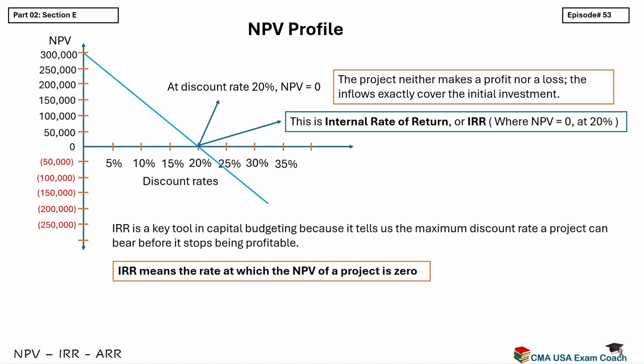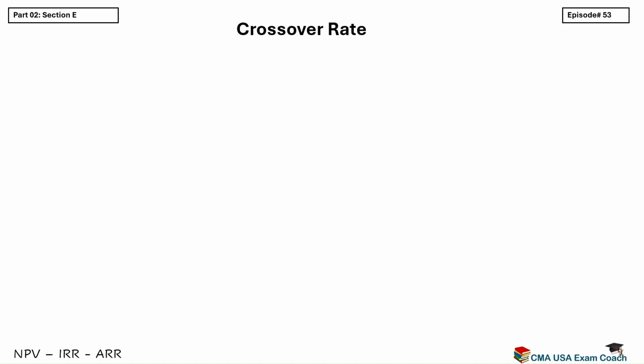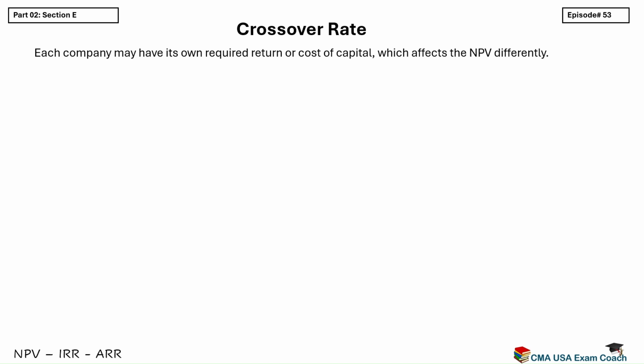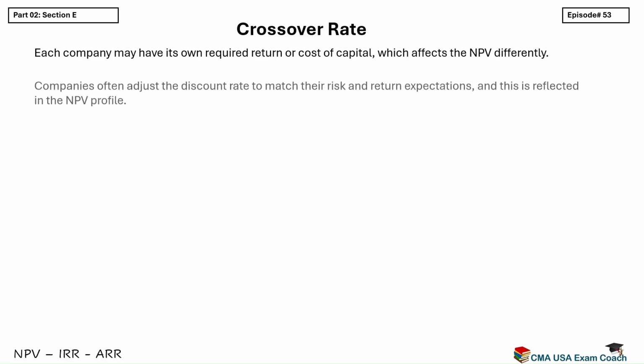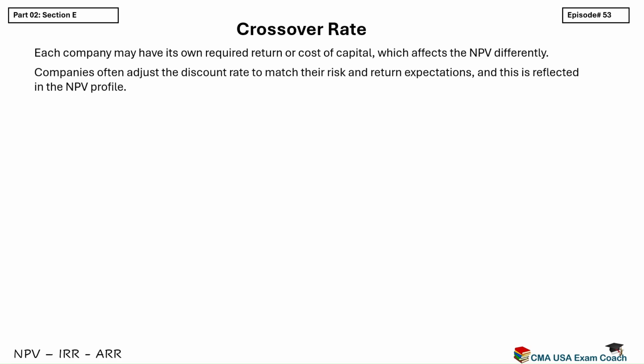smarter investment decisions. Before we dive deeper into IRR, let's understand an important concept called the crossover rate. First, remember that whenever a company changes the discount rate, the NPV of a project also changes. Each company may have its own required return or cost of capital, which affects the NPV differently. Companies often adjust the discount rate to match their risk and return expectations, and this is reflected in the NPV profile. Let's look at our example with two projects from two different companies.